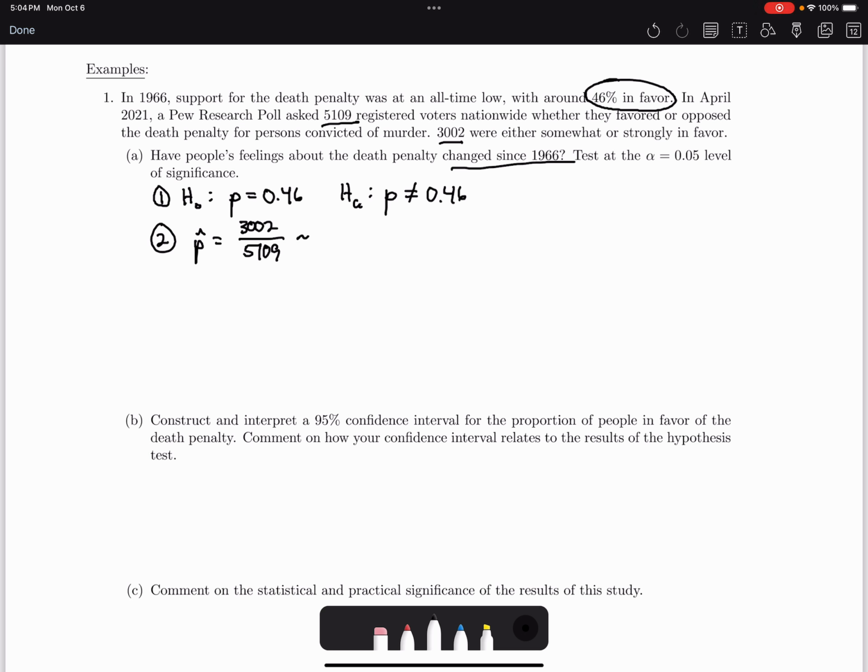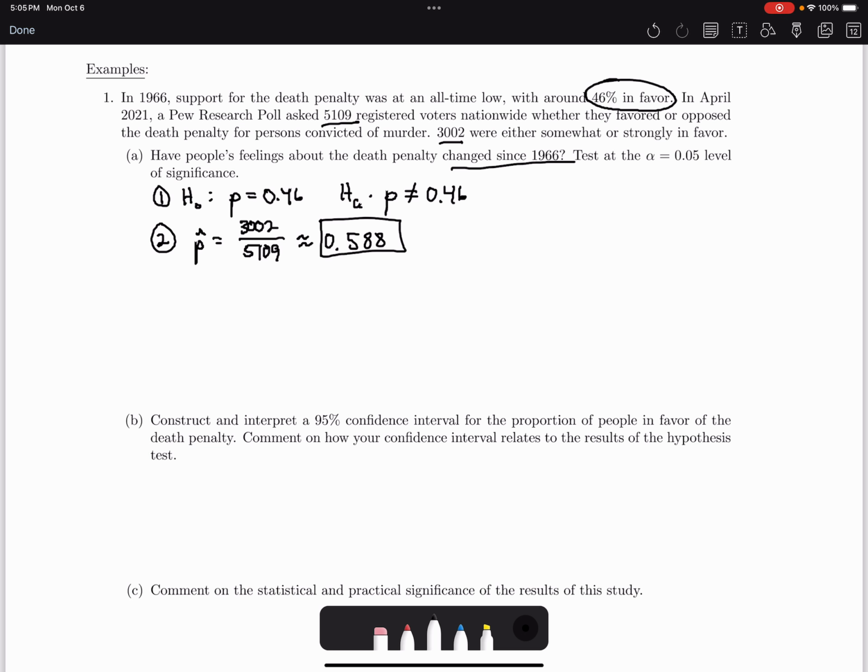And that comes out to about 0.588. Let me write that better. 0.588. It's hard for some reason on an iPad. I always write so sloppy on an iPad. But there you go. Okay. I don't know why I boxed it, but whatever.